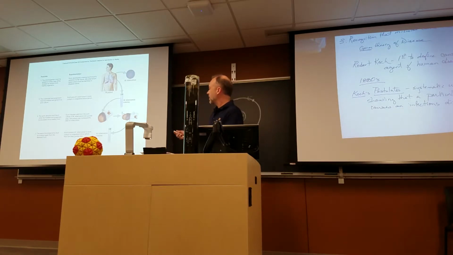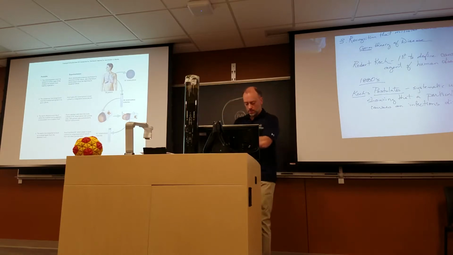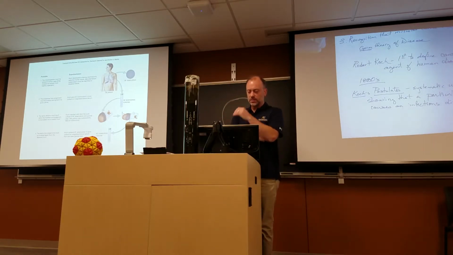So this is from a figure in your book, in chapter 1. And these are the 4 postulates, 4 things that have to be true in order to show that a particular microorganism causes disease. So he figured this out with several different diseases, including tuberculosis, including anthrax, including a few others that aren't coming to mind right now. But it was more than just showing what bacteria cause tuberculosis. It was coming up with a way to show that any bacteria causes a particular infectious disease.